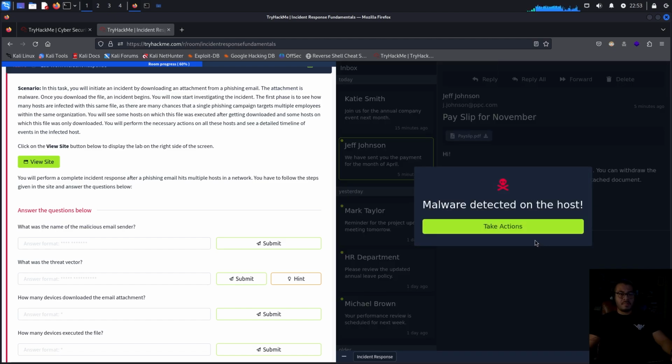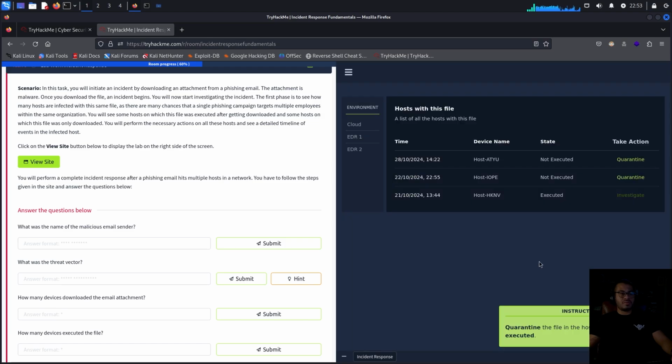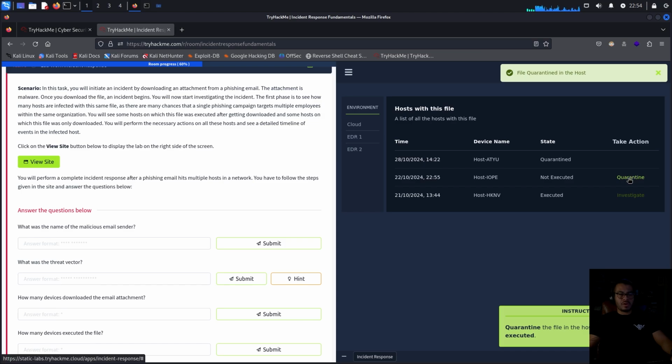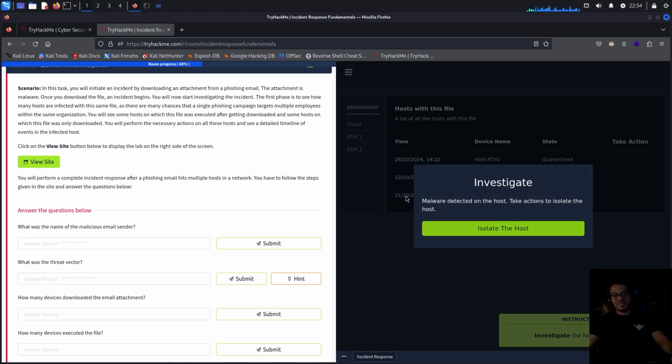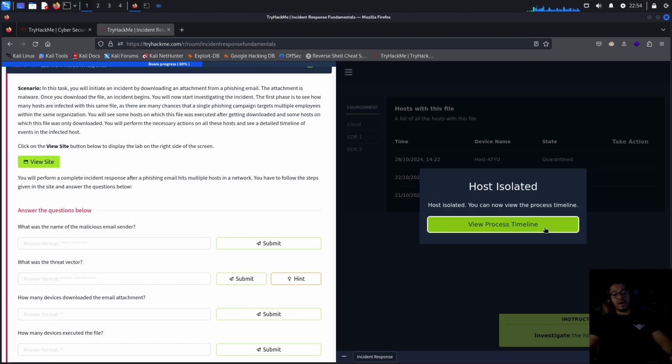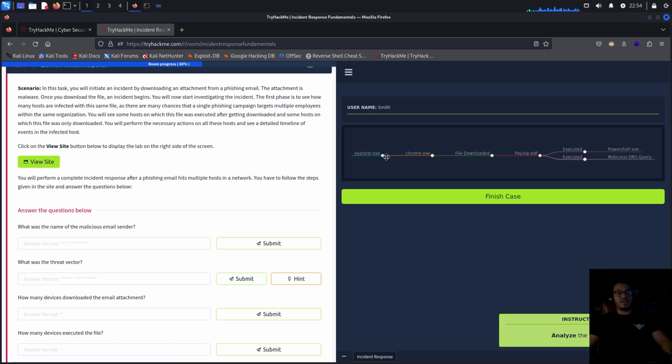Okay, that's done. Malware detected on the host. Take actions. Okay, so quarantine the file in the host where it was not executed. Not executed. Okay. Quarantine. Then investigate the host where this particular file was executed. So, malware detected on the host. Take actions to isolate the host. Yeah, we want to isolate the host. Host isolated. Okay. You can now view the process timeline.